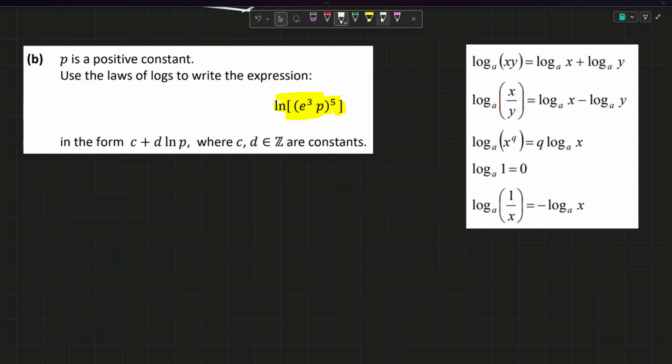So the first thing that I would notice is that, as you can see, there's a 5 in the power of everything inside the log. So we can bring that power to the front as per this rule. And it's important that this power is on everything inside the log. So see, it's x to the power of q, and x is the thing inside the log.